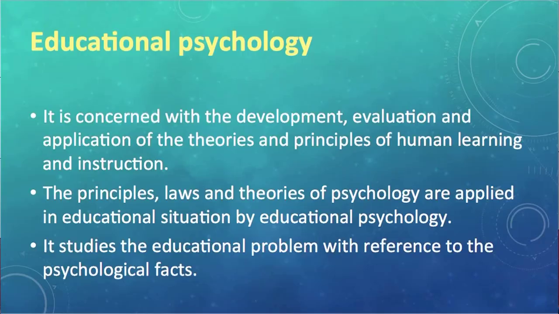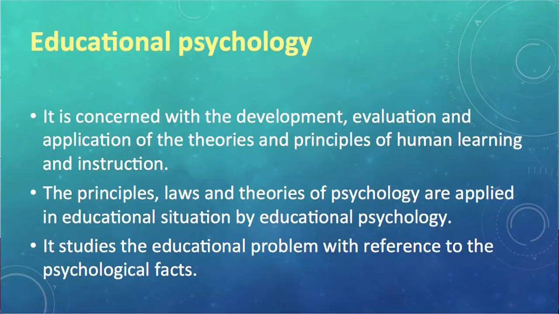Then it is concerned with the development, evaluation and application of the theories and principles of human learning and instruction. Yes, educational psychology is not only about the application of theories, it also deals with the development and evaluation of human learning and instruction. Through this subject, we have lots of learning theories and learning instruction which can be applied in the classroom situation. Then the principles, laws and theories of psychology are applied in educational situations by educational psychology. Applied psychology gives us lots of theories that can be applied in practical educational situations, which can define education in terms of psychology, or define student behavior.